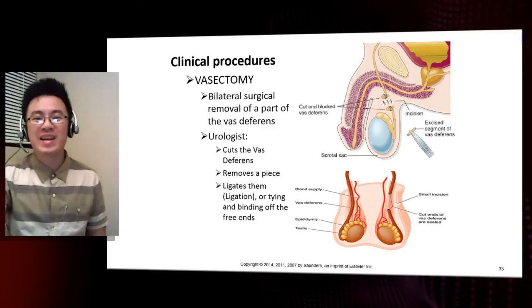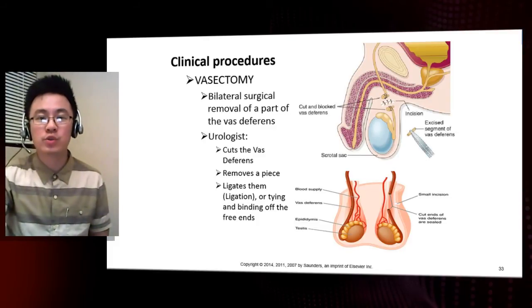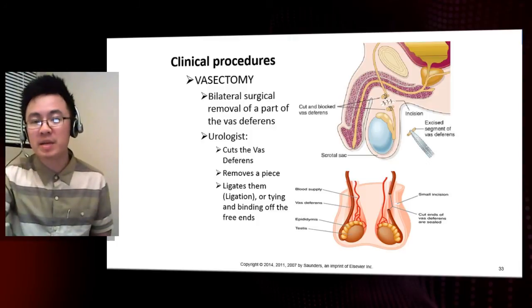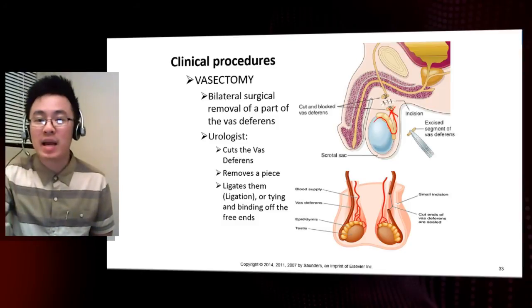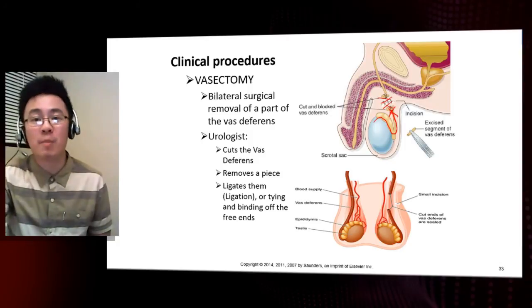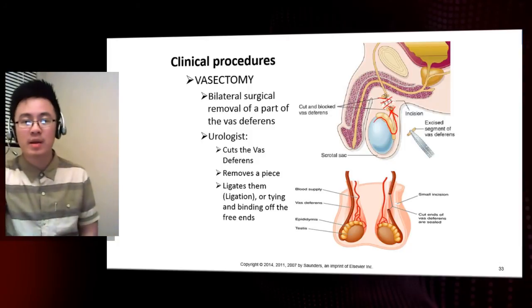Another one here is known as a vasectomy. That is bilateral surgical removal of parts of the vas deferens. Your sperm would normally pass through the epididymis and then through the vas deferens, but here we have a blockage in that passageway due to a vasectomy, because the urologist clipped off that passageway, so the sperm ends up not being able to pass through.